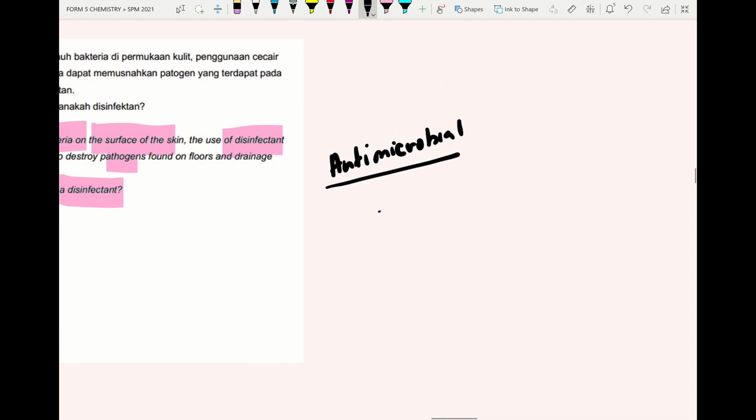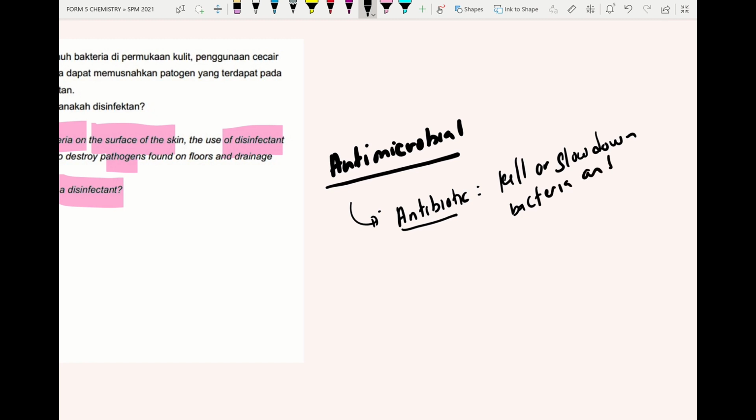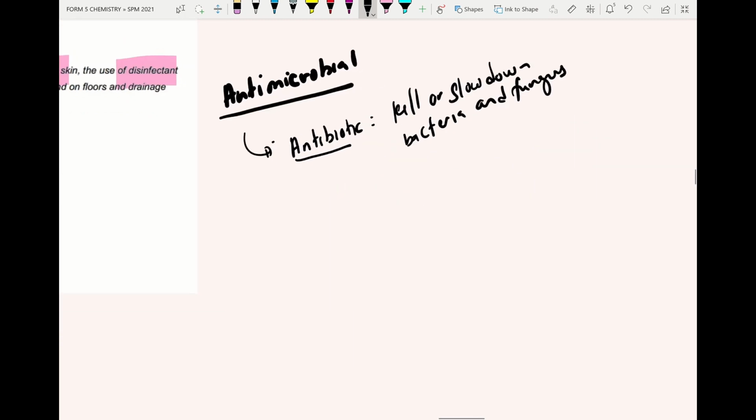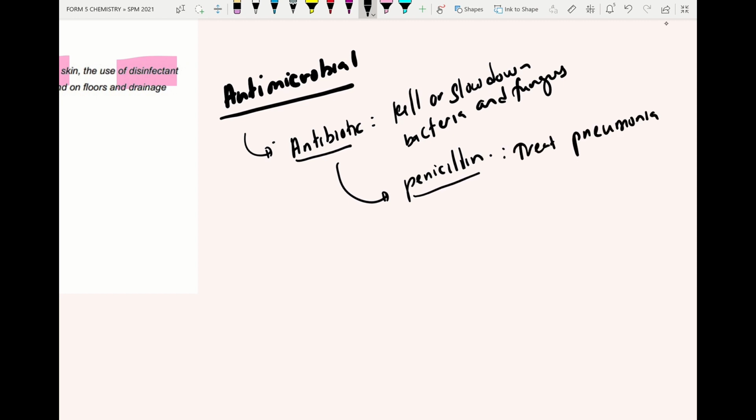This antimicrobial is divided into three. Number one is antibiotic. Antibiotic is used to kill or slow down the growth of bacteria and fungus, and an example of antibiotic that is produced from the fungus is known as penicillin. Please remember penicillin. This penicillin is extracted from the fungus Penicillium notatum, and is used to treat pneumonia and also syphilis. Please remember.